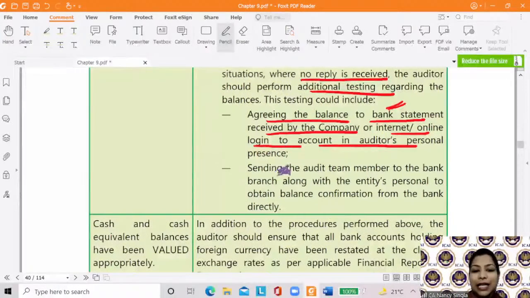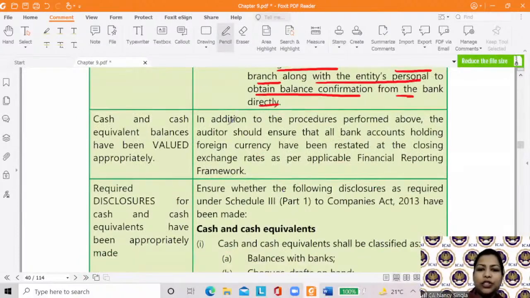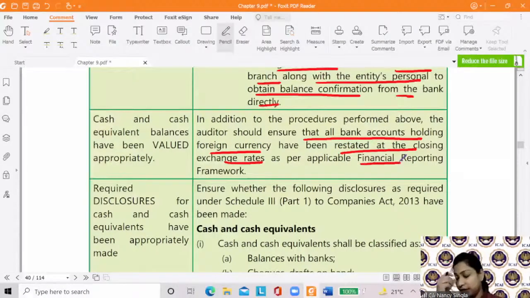Sending audit team member to the bank branch along with the entity's personnel to obtain balance confirmation from the bank directly. Simple. और वैल्यूएशन में क्या देखना है, in addition to the procedures performed above, वो वाले सारे तो करने ही हैं, ठीक है. Auditor should ensure that all banks holding foreign currency have been restated at the closing exchange rates as per the applicable FRF. As simple as that, ठीक है.